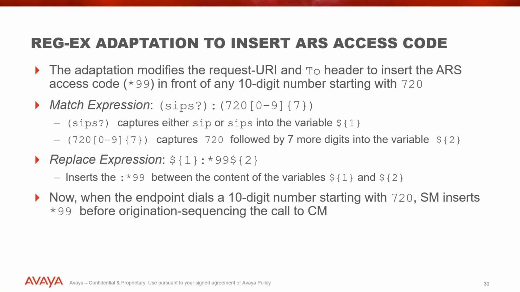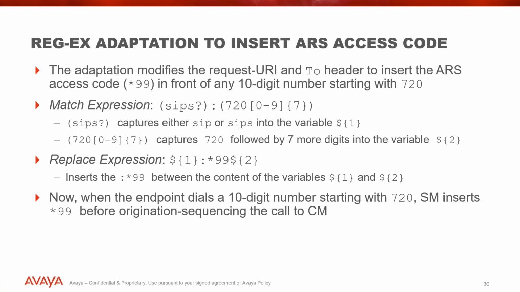And this is admittedly sort of a contrived example. I'm assuming in this example, you only want to insert the access code in front of a 10-digit number starting with 720. You need to tailor this to your own dial plan. For example, you could say any 10-digit number you're going to put the ARS access code in front of. Or, if you're in a different part of the world, it gets more complicated than that.